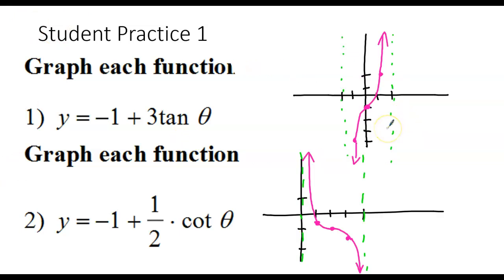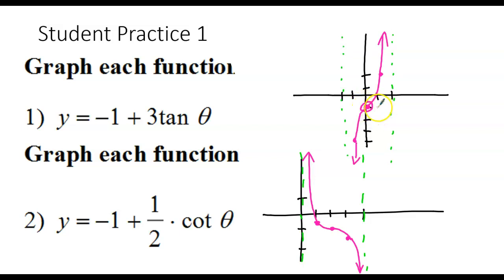Okay, guys, so here's the answers to those student practices. Some things to take note of: your tangent graph should have had 2 spaces to the left and 2 spaces to the right. Make sure you have your vertical asymptotes there. Is your midpoint at (0, -1)? That's where it should be. And the other 2 points.